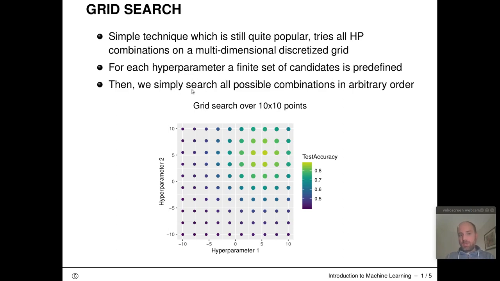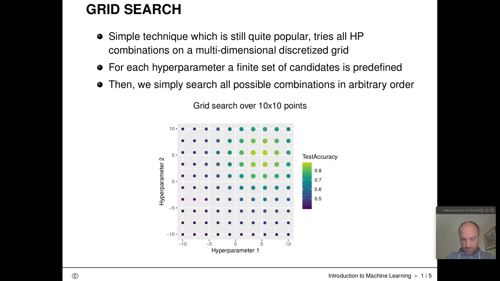And then during grid search, we now simply try out all possible combinations of hyperparameter values on this specified grid in some form of arbitrary order. For each configuration, we run some form of train test performance estimation or a cross validation to estimate the generalization error. And then at the end, we simply pick the hyperparameter configuration with the best estimated generalization performance from this run, and return this as optimal configuration.